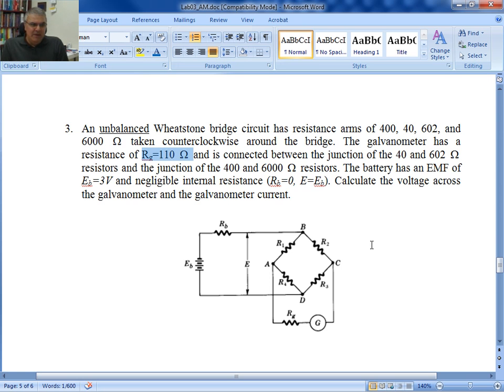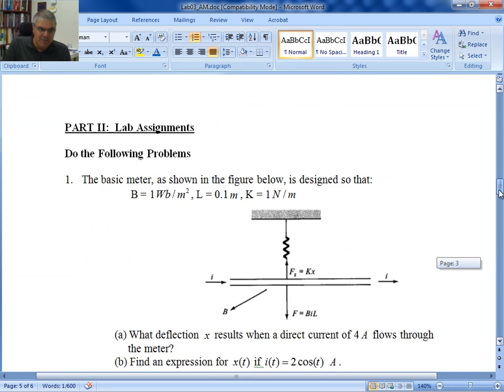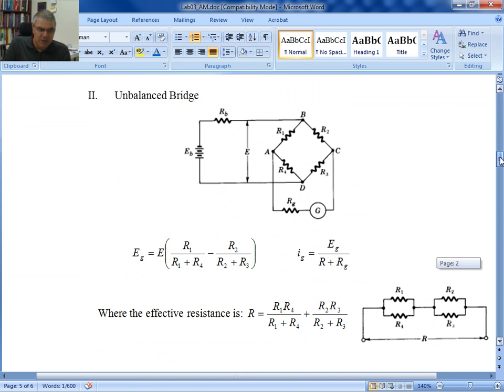So the battery has an EMF of 3 volt. It's shown as E sub B, and negligible internal resistance R sub B is 0. Calculate the voltage across the galvanometer and the meter current. So you need to calculate both of that. So how do you do that? You need to calculate the voltage. For an unbalanced meter, you need to calculate I sub G and E sub G here, right? A little I sub G and a capital E sub G.